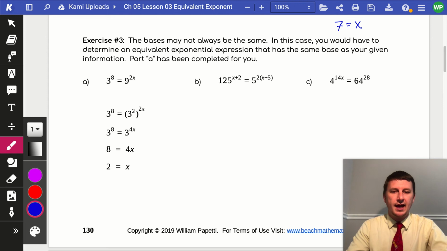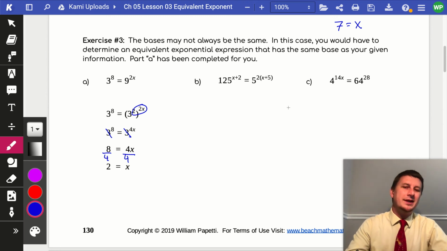Now that I have 3 to the second, to the 2x, I should recognize that this is a power of a power rule where I'm going to multiply these exponents together. So simplifying that, I get 3 to the 8th is equal to 3 to the 4x. 2 times 2x would give me 4x. And now I have the same base of 3, so I could set 8 equal to 4x, divide both sides by 4, and I would get x is equal to 2. And that would make those two expressions equivalent to one another when the x value is 2.